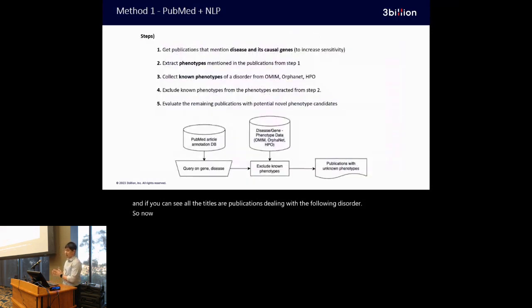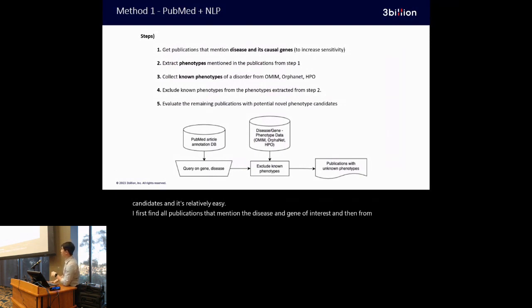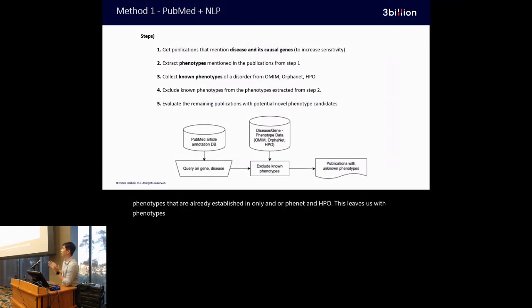So now that I have created this database, I need to find potential new phenotype candidates. It's relatively easy. I first find all publications that mention the disease and gene of interest. Then from all those publications, I extract all the phenotypes. From these phenotypes, I exclude the known phenotypes that are already established in OMIM, Orphanet and HPO. This leaves us with phenotypes that are mentioned in publications but not established in disease ontologies. The remaining phenotypes were considered for validation to see if they're really novel phenotypes of the disorders.